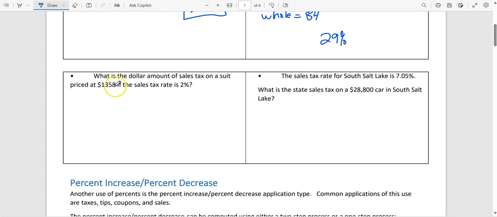Okay, next up, what is the dollar amount of sales tax on a suit priced at? Okay, so that's the whole. Here we have the percent, and the dollar amount, that's the part that makes up the taxes. So in this problem, we want to work with the other formula, part, and write it as P, that's fine. P equals percent divided by 100 times the whole.